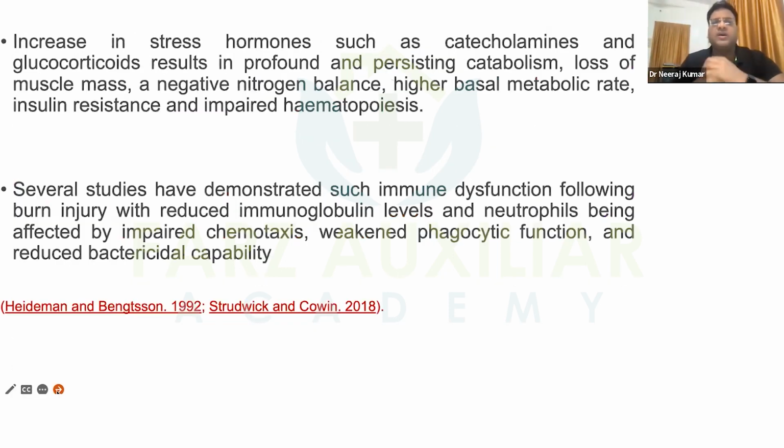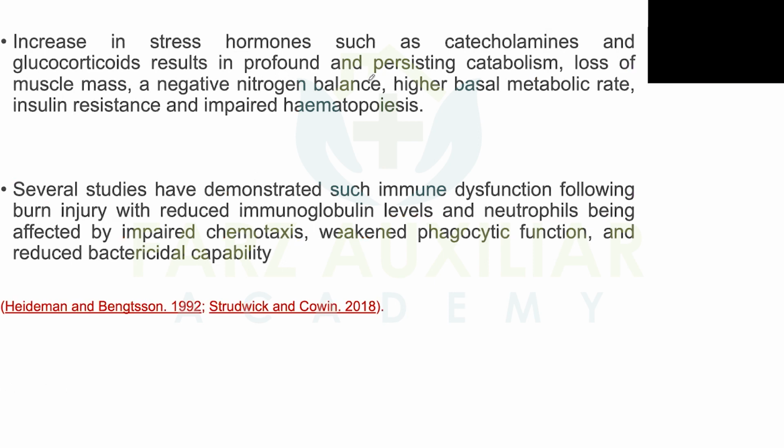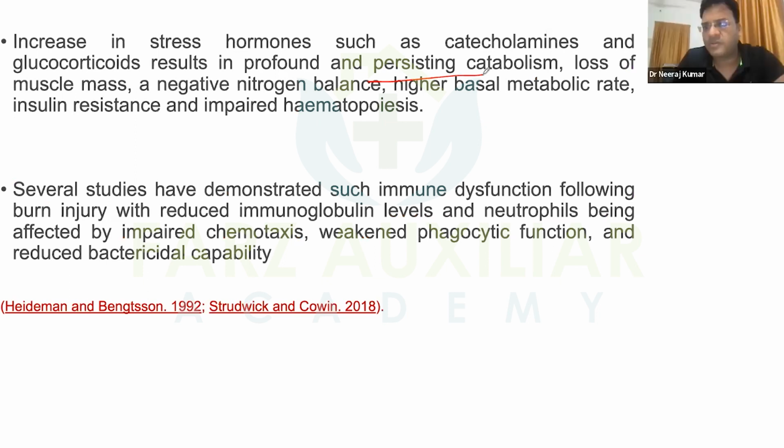So merely knowing these few one-line facts, you're going to answer your question. Now, in the burn stage, there is stress, with release of various stress hormones like catecholamines and glucocorticoids, which will cause profound catabolism, loss of muscle mass, and a very rapid negative nitrogen balance. These patients have a very high BMR. In the later part, I will tell you about the resting energy equivalent, and how the calorie requirement is drastically increased in these patients.